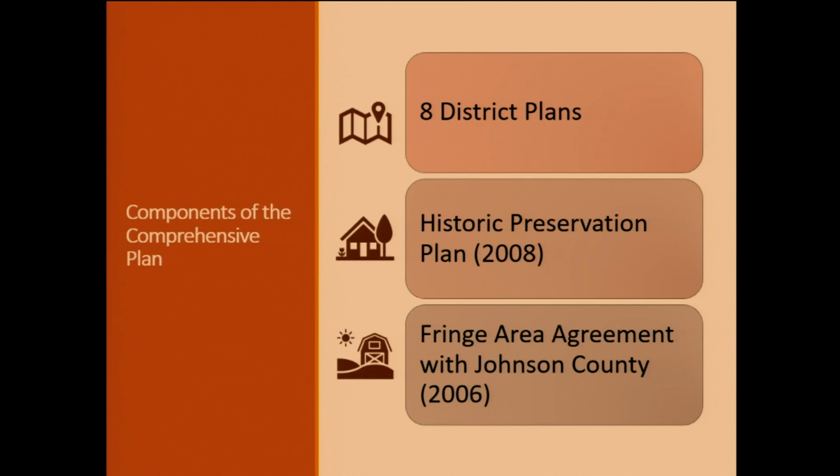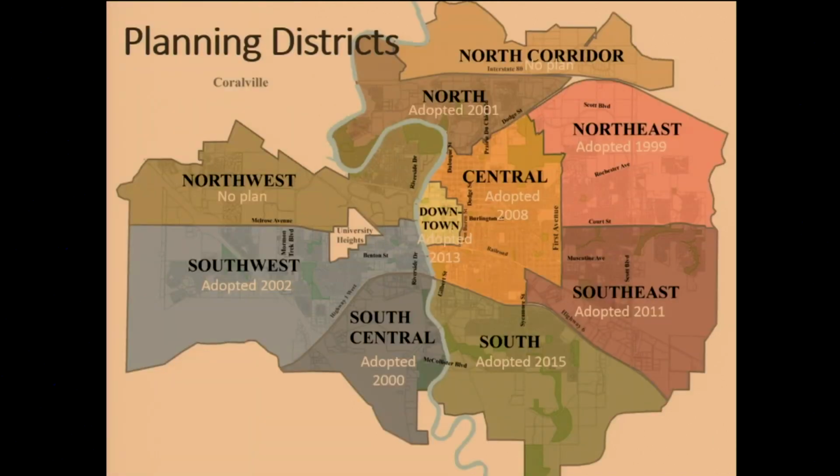Besides the 2013 comprehensive plan, there are other components. There are 8 district plans, the historic preservation plan, and the fringe area agreement that we have with Johnson County. Here's a map of the city's planning districts. The city created the planning districts with the adoption of the 1997 comprehensive plan, which broke the city up into 10 planning districts. The idea was that after the adoption of the comprehensive plan, the city would embark on more specific and more detailed district plans.